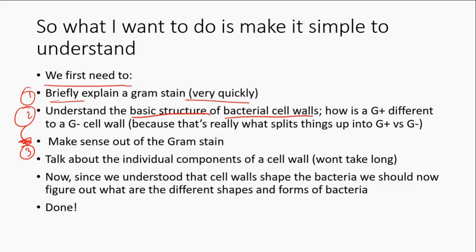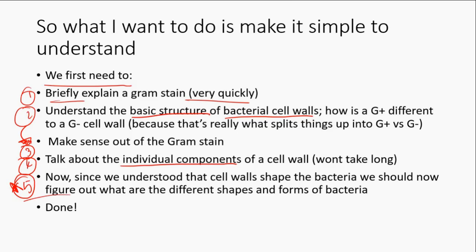And then after we do that, okay, we're going to talk about the individual components of a cell wall, and I'll tell you why that's important when we get there. And then finally, by number 5, since at this stage we'll know the importance of the bacterial cell wall and why it creates different shapes of bacteria, we'll see why it's important to study the different classifications of bacteria and how that can help us as doctors.